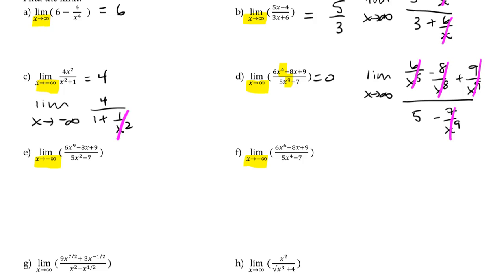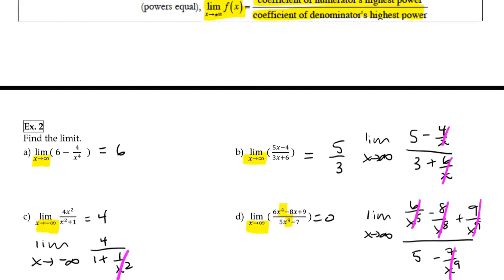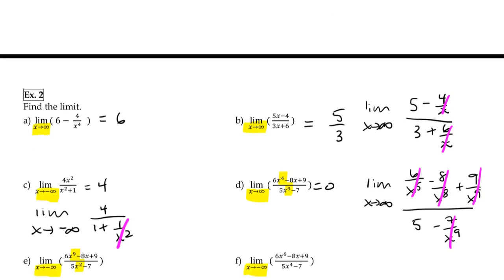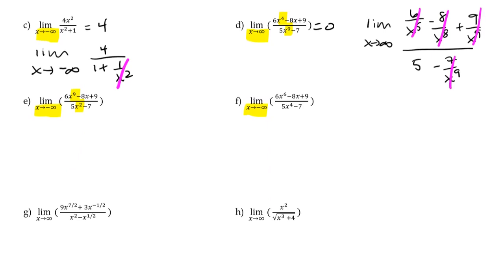Next one, I think we have the same problem. No, we don't. Never mind. Okay, on the next one, we're going to negative infinity. Now, if we're comparing degrees, powers, we have a 9 over a 2. If you look up above again, this one is top heavy. So we're either going to get a positive or negative infinity. Okay, so we have to explore this one.